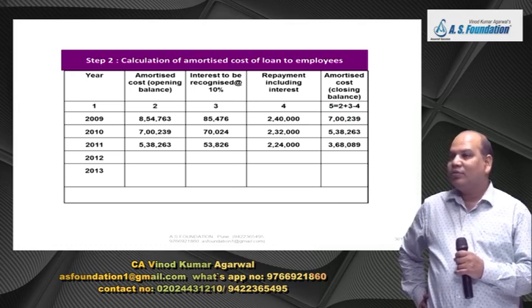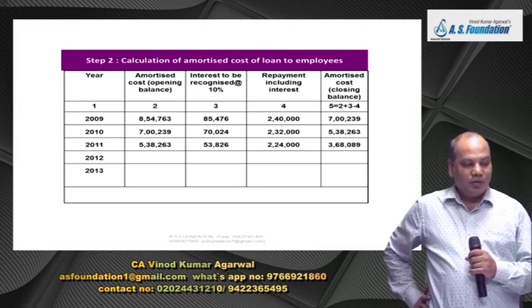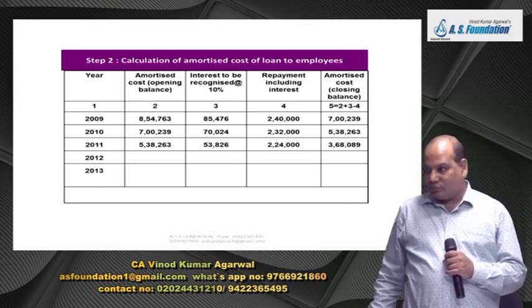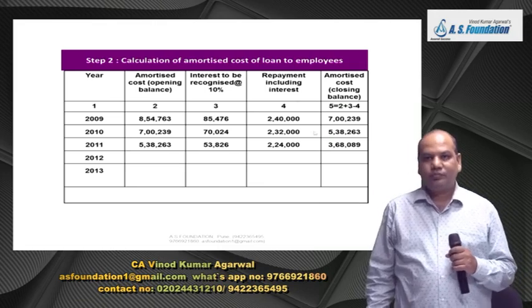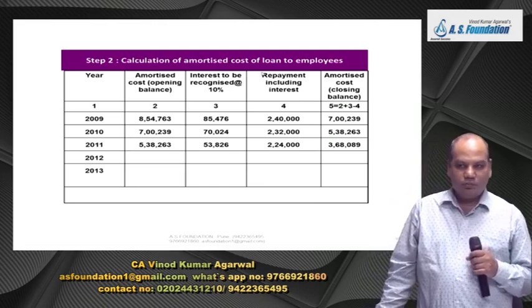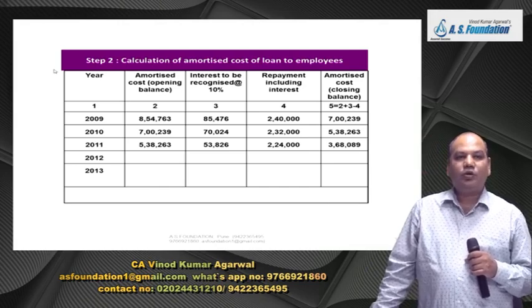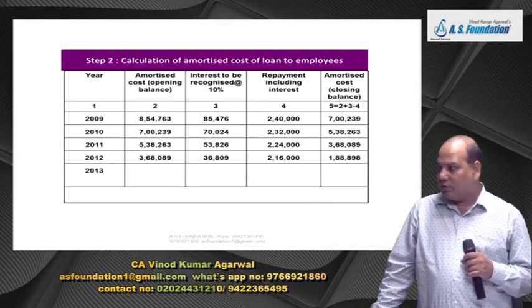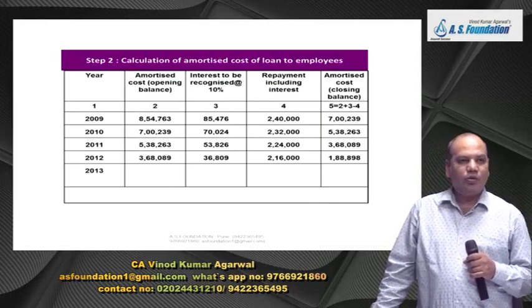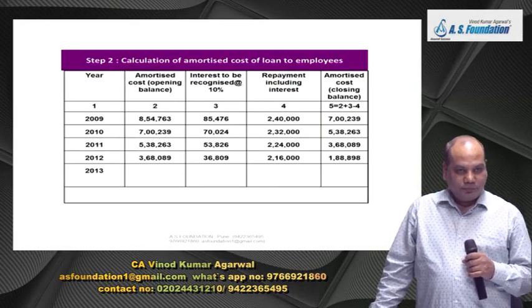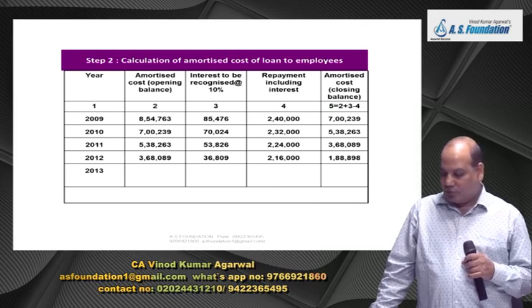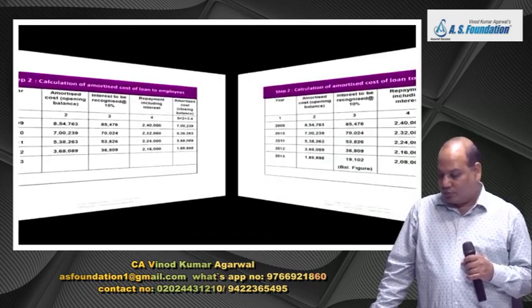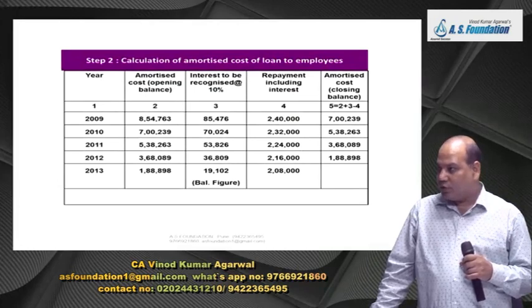368,089. Check. If it is wrong, tell me. Fourth year, closing balance 1,88,898, plus minus 1 or 2 rupees is okay. Last year should be 0.